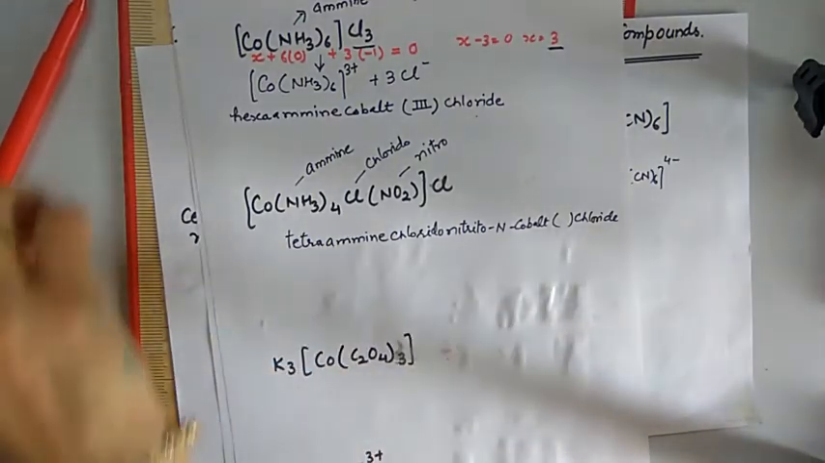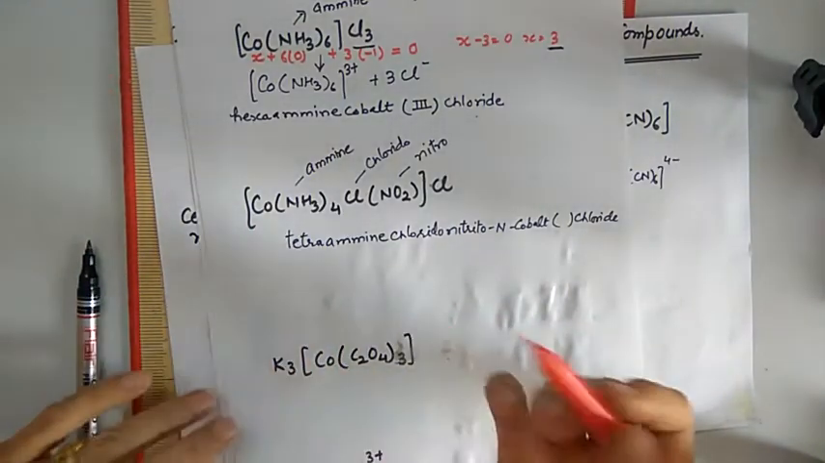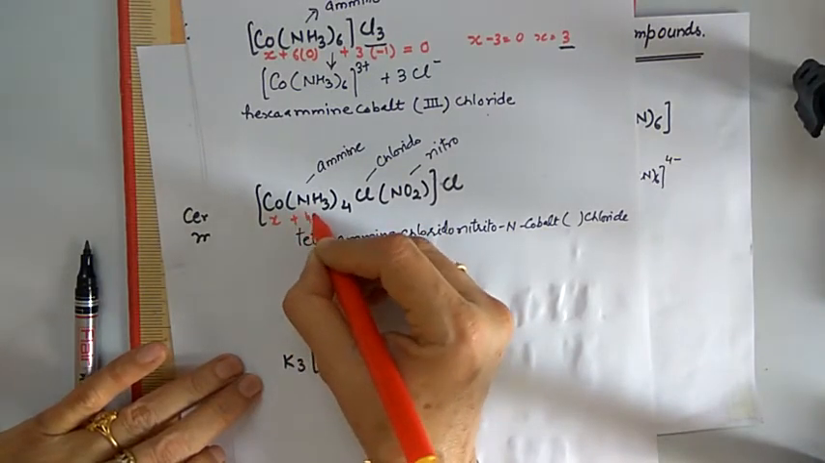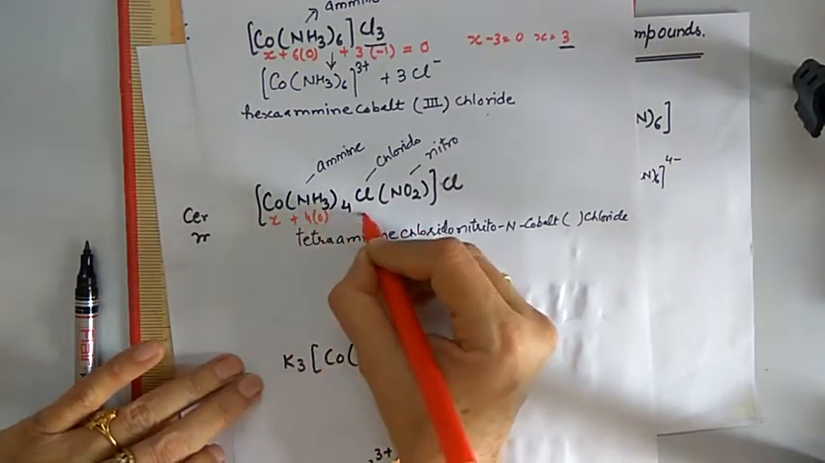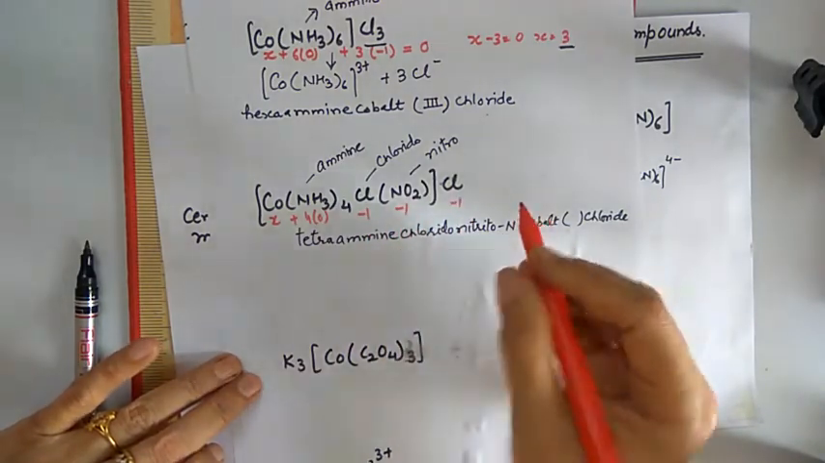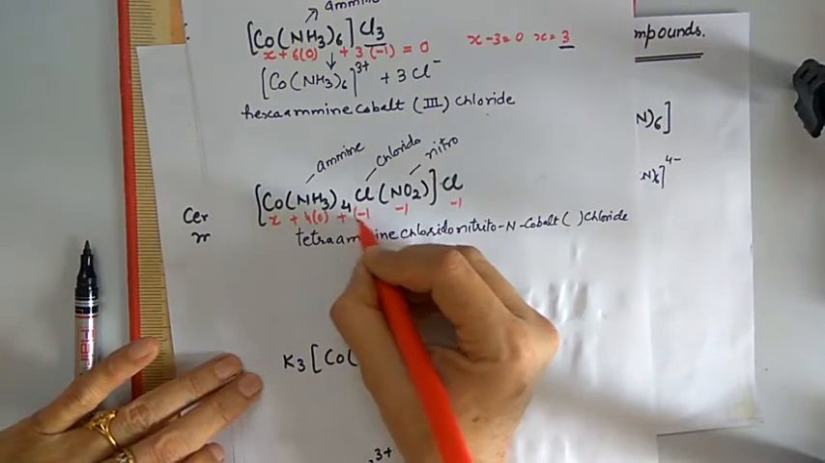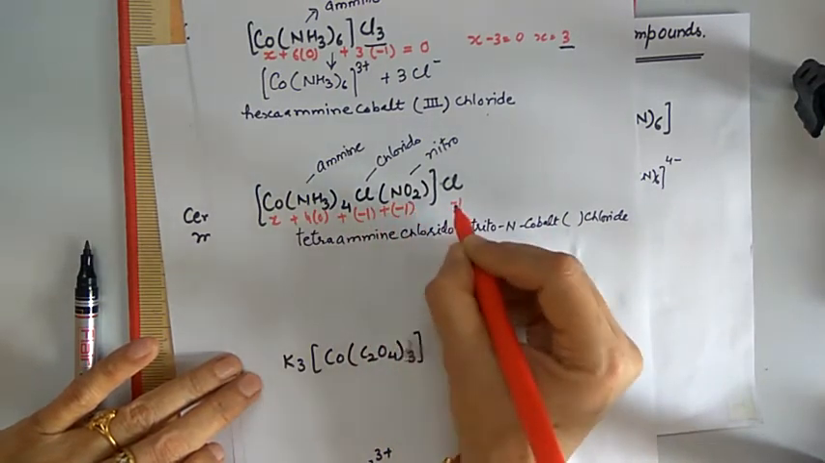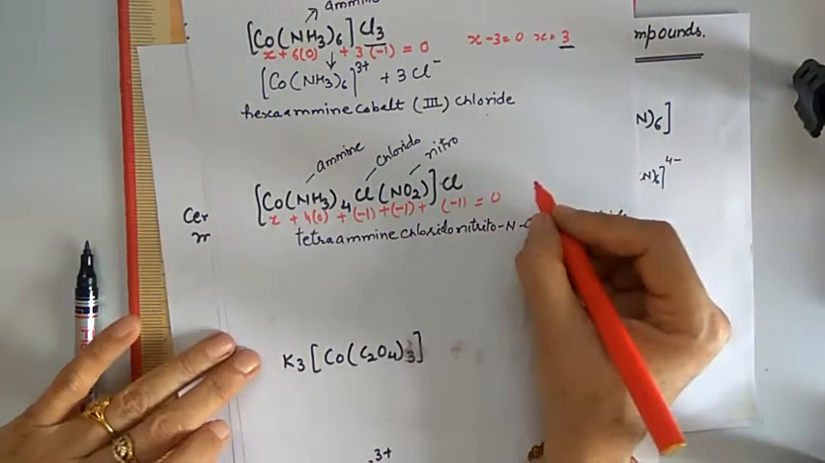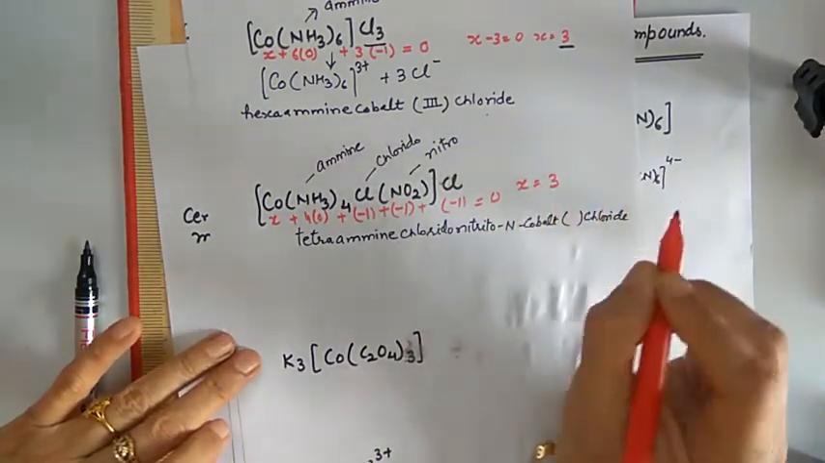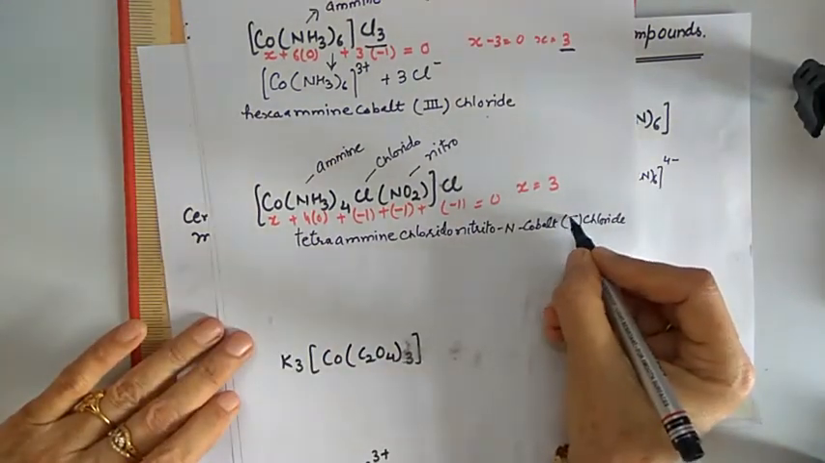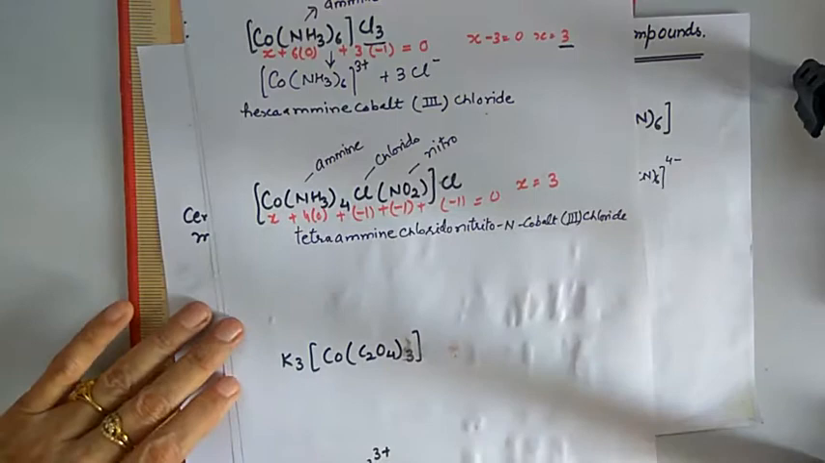Now the next step is to find the oxidation state. Very simple. X plus 4 into 0, chloride -1, nitrito -1, total equal to 0. So X will come out to be 3, which means the oxidation state of cobalt is 3. Write it in Roman numerals.